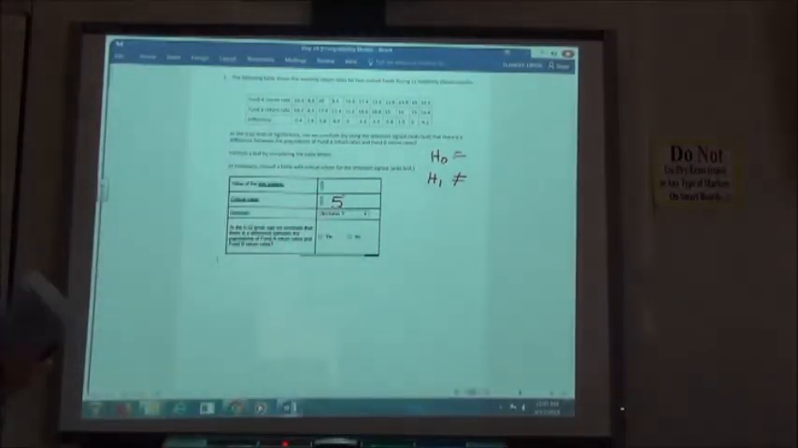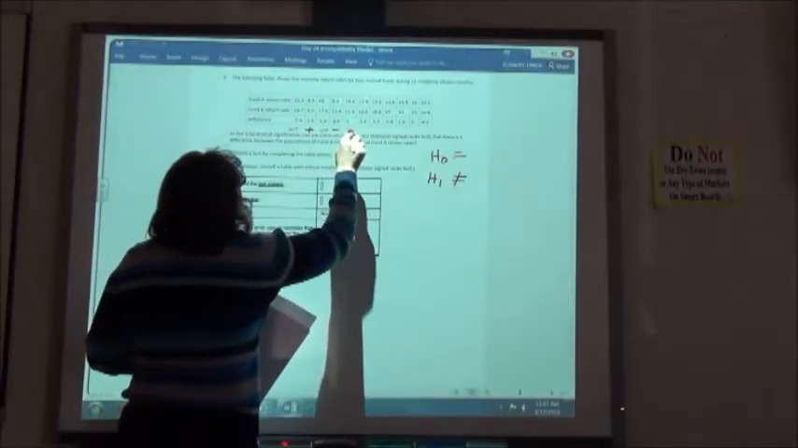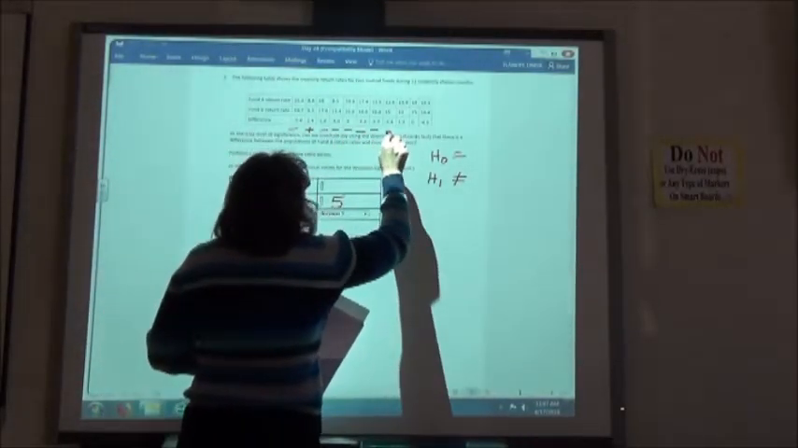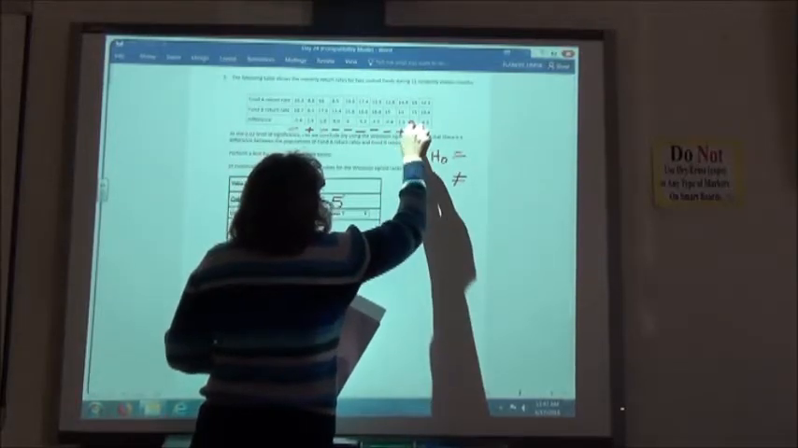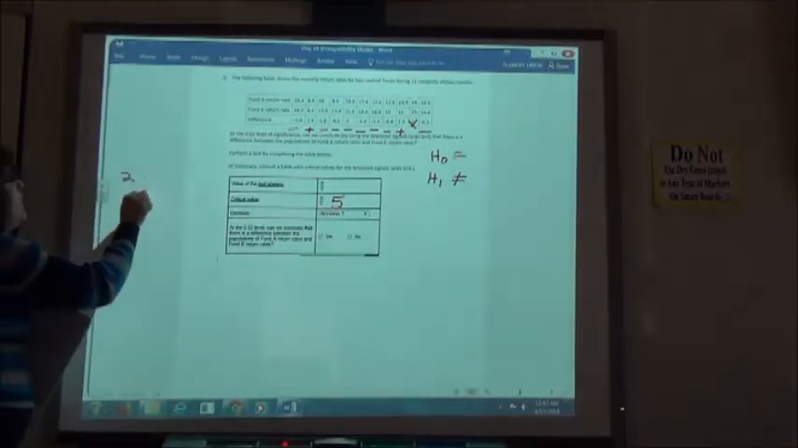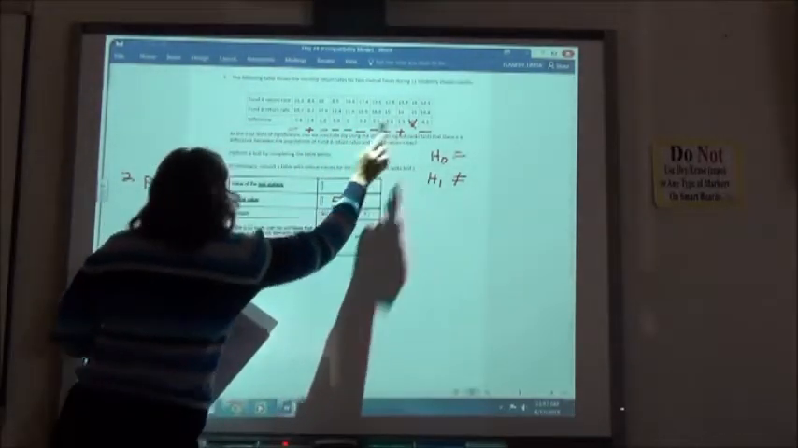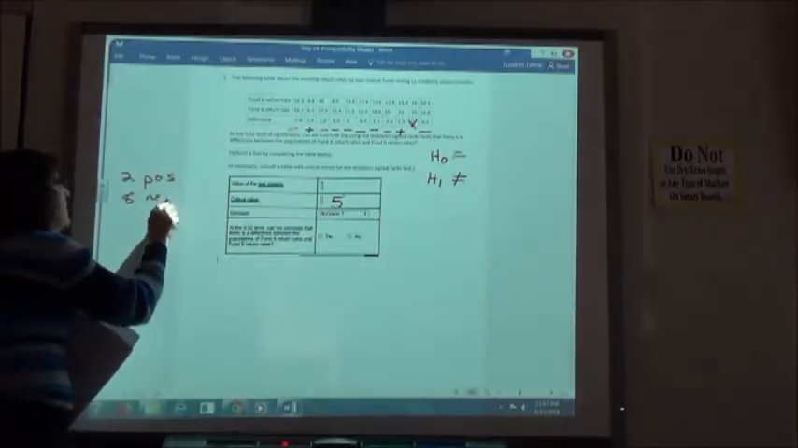Now I'm going to figure out my signs. I have negative, positive, negative, negative, negative, negative, negative, negative, positive, we're not counting that one, and a negative. I've got 2 positives and 1, 2, 3, 4, 5, 6, 7, 8 negatives.